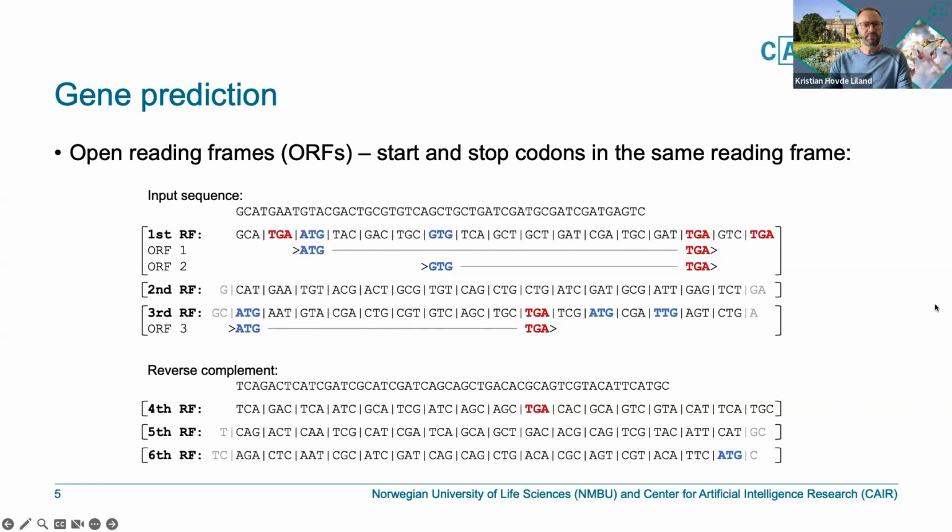So open reading frame is anything that has a start codon and a stop codon in the same reading frame. We also talk about the longest ORF. So that's the one starting the furthest away from the stop codon. So for the first reading frame here, it would be from the ATG, the blue one in the beginning, going to the TGA almost at the end here.